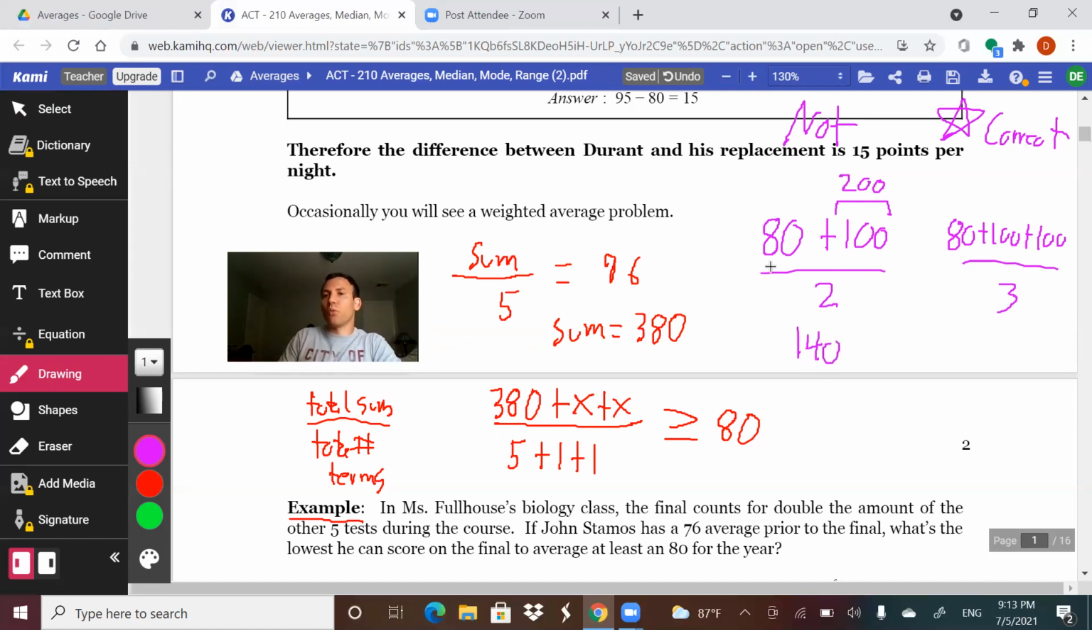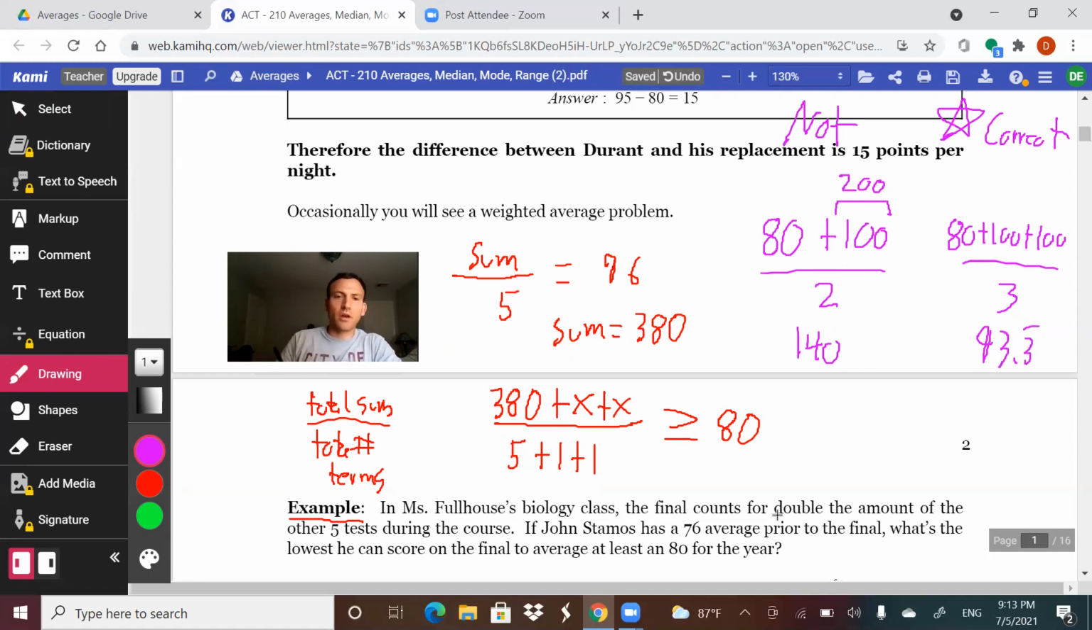You're not averaging 140 for the course, right? You can't average more than 100% on a test. So what happens when you count it as double, but you don't represent that in the denominator, is you get a skewed average. You get the wrong average. Whereas in this case, we have 280 divided by 3, and we get a 93.3. And that's something you could average, if 100 is the highest you can score.